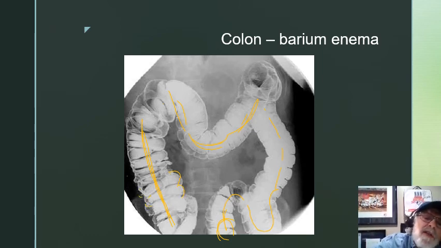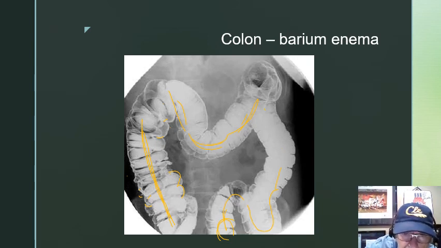And sometimes it looks like there's a line. See how it looks like there's a line right here? See that little line right there? See how it's a white line? That's because the barium lines the wall, but we've actually started to move the barium.